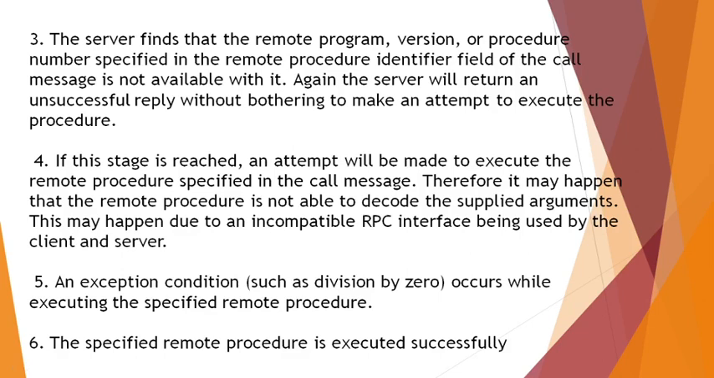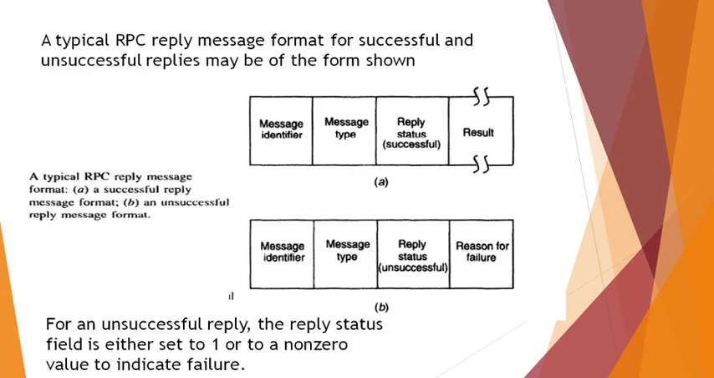This may happen when it is not able to decode the supplied arguments. The number of arguments may be missing, or all these cases may also occur in communication. So there may be an incompatible RPC interface used by the client and the server. Another case is an exception condition in which some division by zero occurs while executing the specified remote procedure. And the next thing, the specified remote procedure is executed successfully if all these messages are handled successfully.